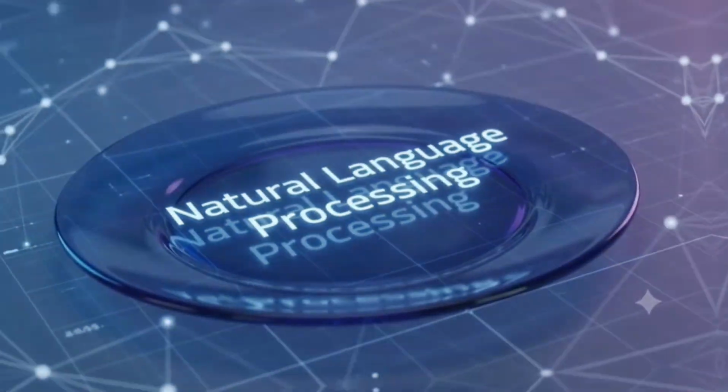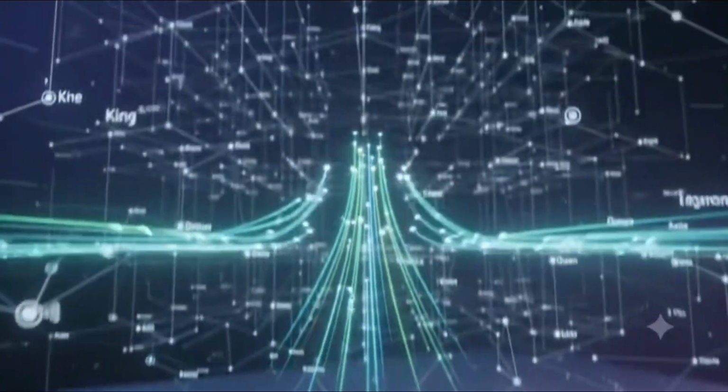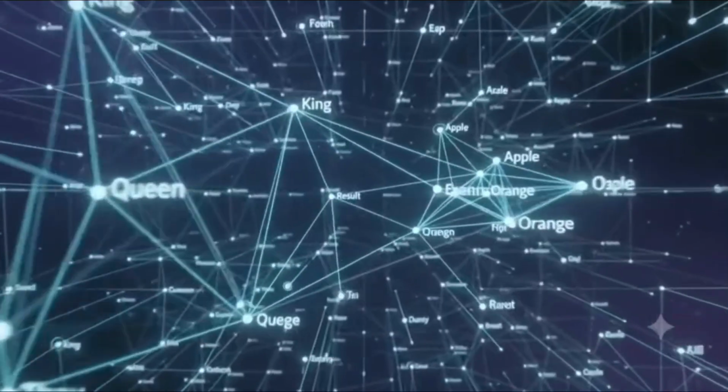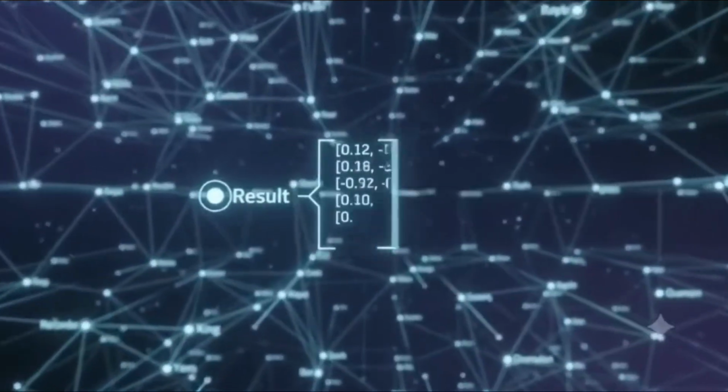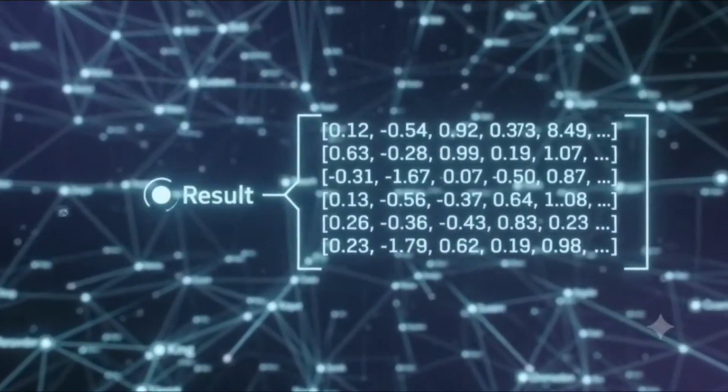Words are first broken down. Then, they are mapped into numbers, capturing their precise meaning in space. This is a text embedding.